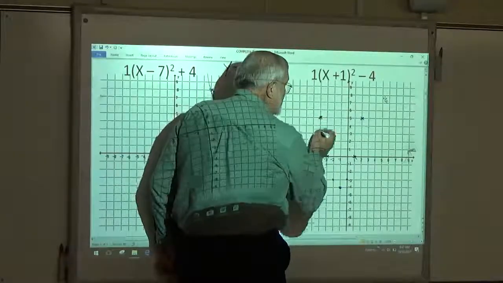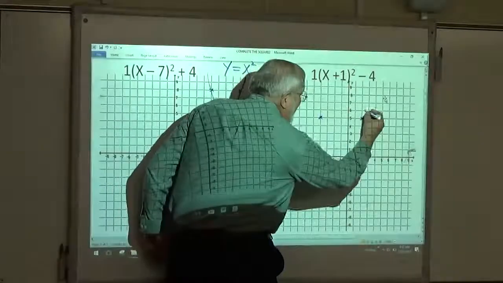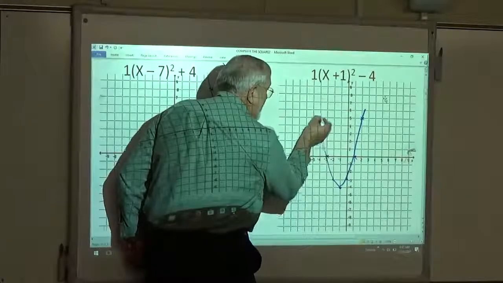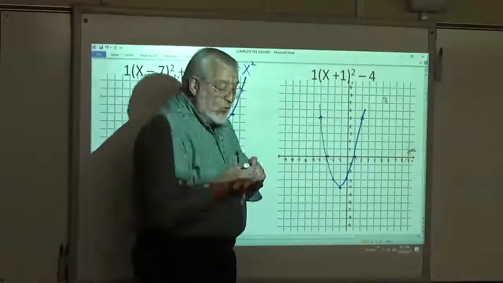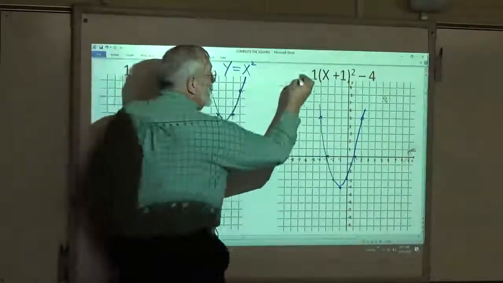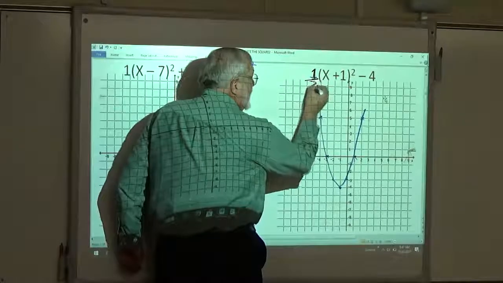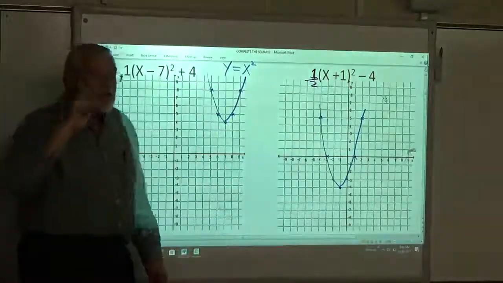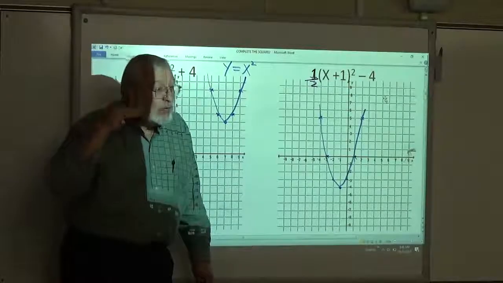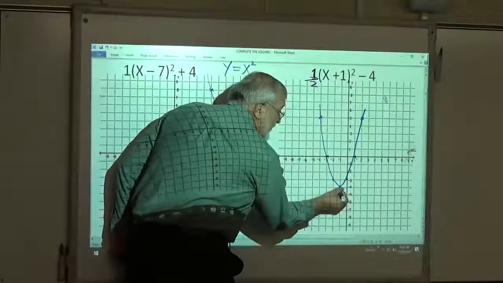I'm lazy, so I'm going to use a little bit of algebra. Okay? All right? Now this is the graph. Now I'm going to show you with this. Let's take this and say it was 1/2. Now what I'm going to do is demonstrate to you what you say to yourself. First of all, my vertex doesn't change; it's right here.